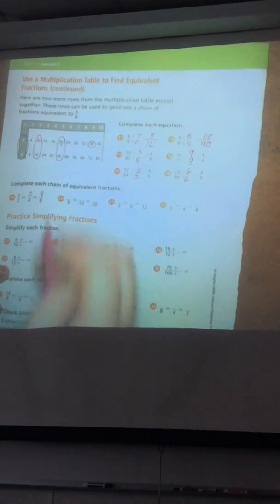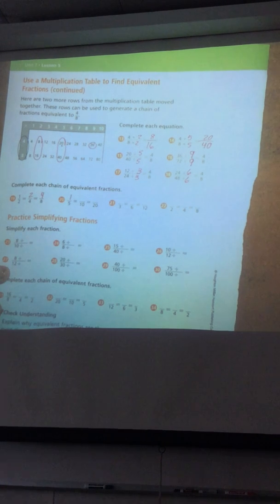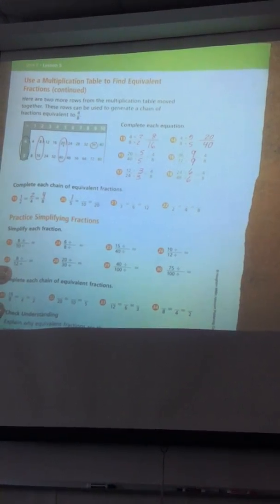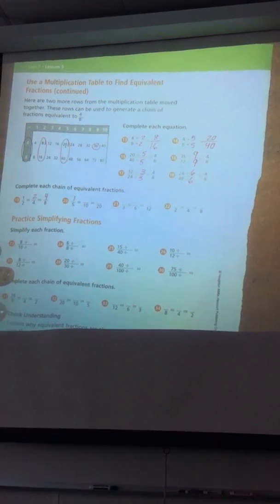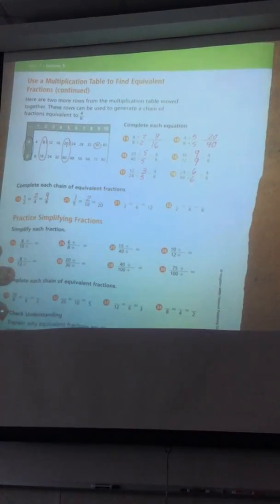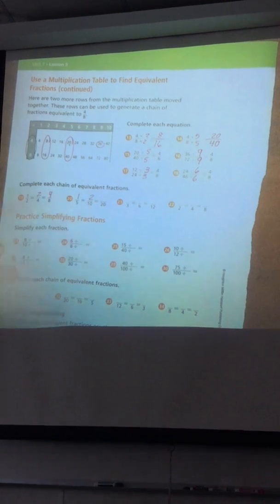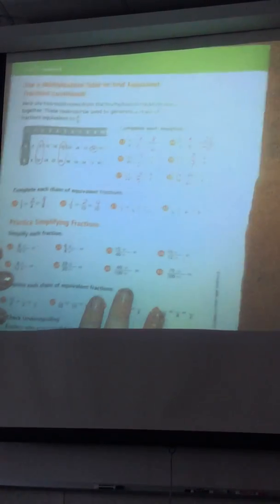So we're going to start with 1/5. Okay? 5 times what equals 10? 5 times 2. So 1 times 2 equals 2. And 2 times 2 equals 4. Good. Okay, let's try it with a different number on top.